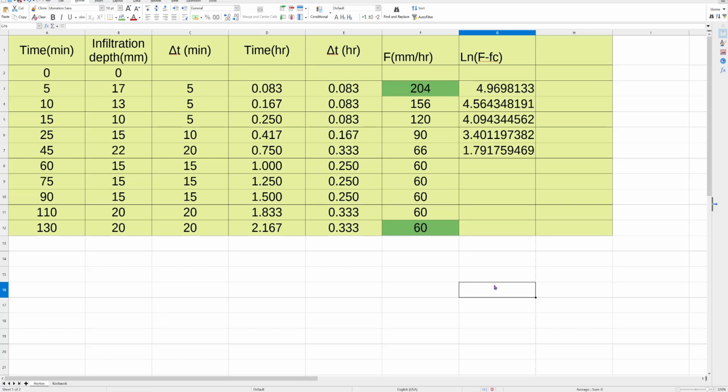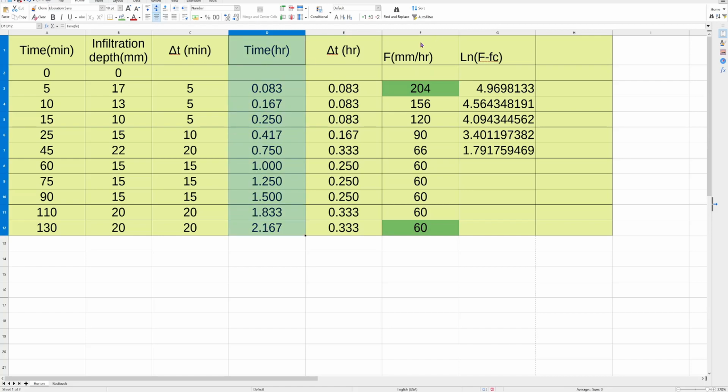The first thing that we need to understand from here is that if I plot the time versus infiltration, we should be seeing a decay curve. So let's see whether we are getting a decay curve or not. I'm selecting the time column and the infiltration rate column, and let me insert this quickly.